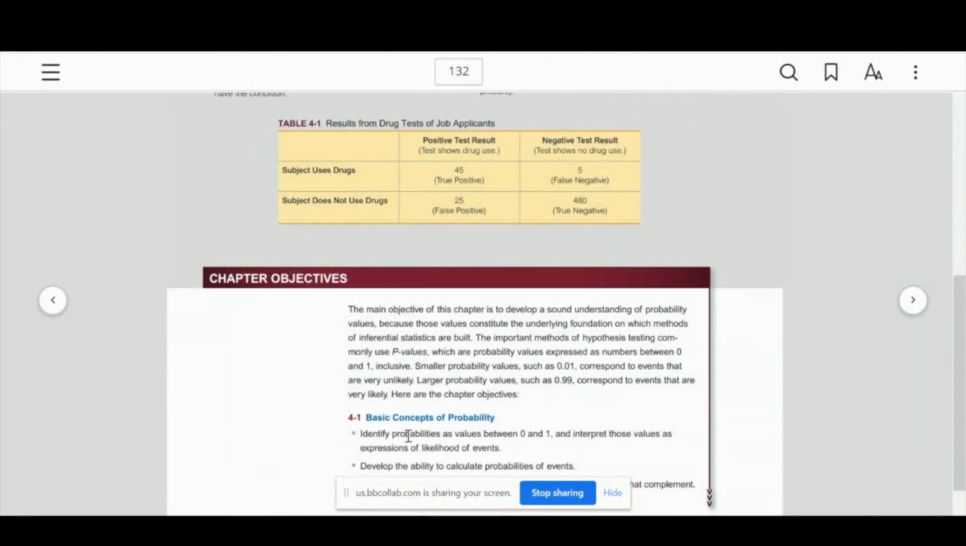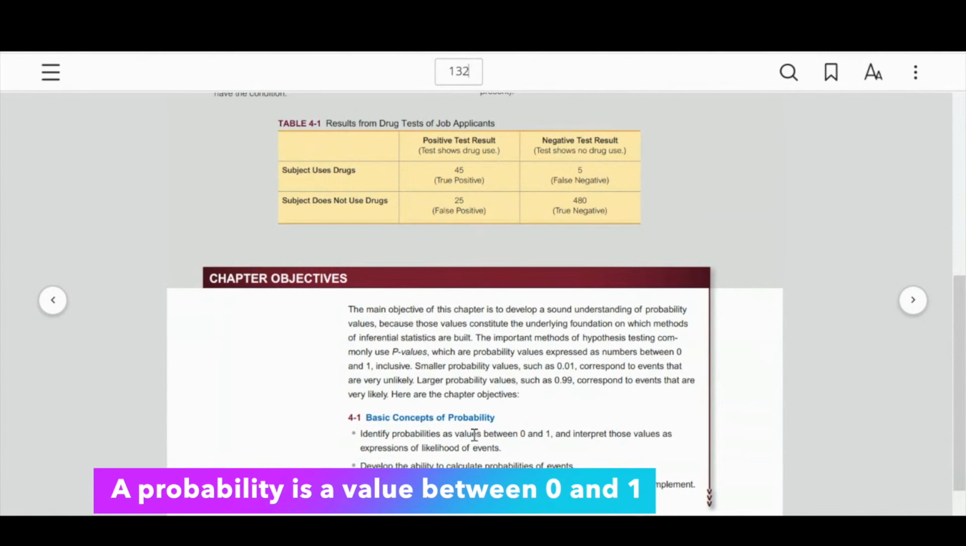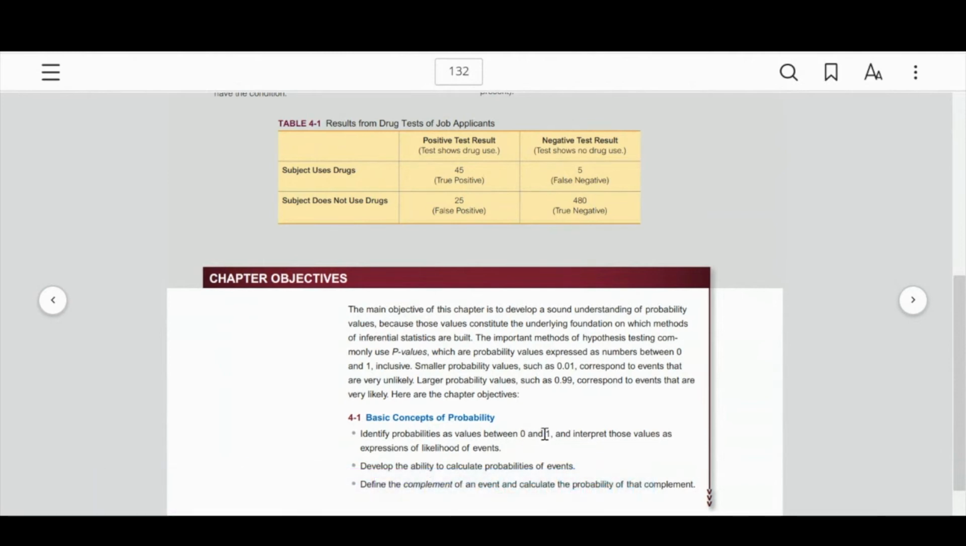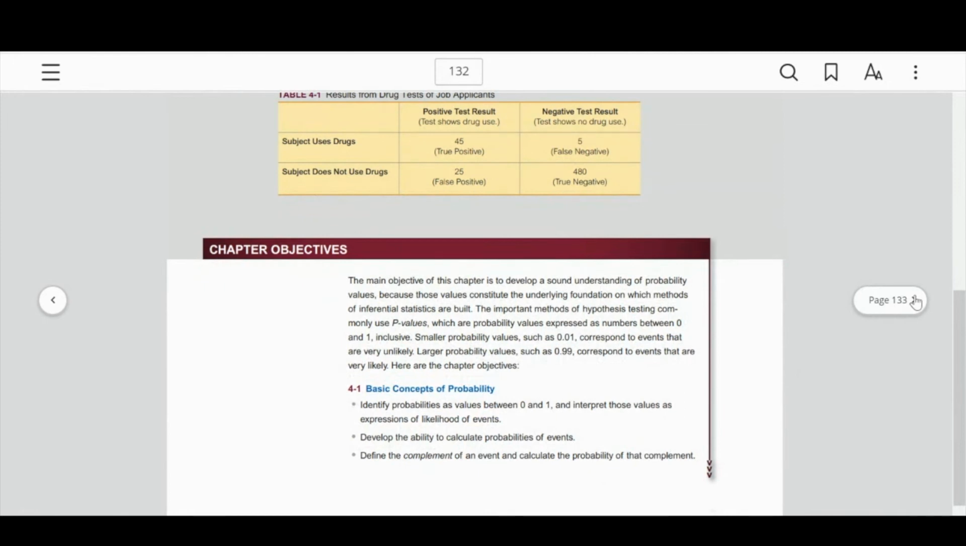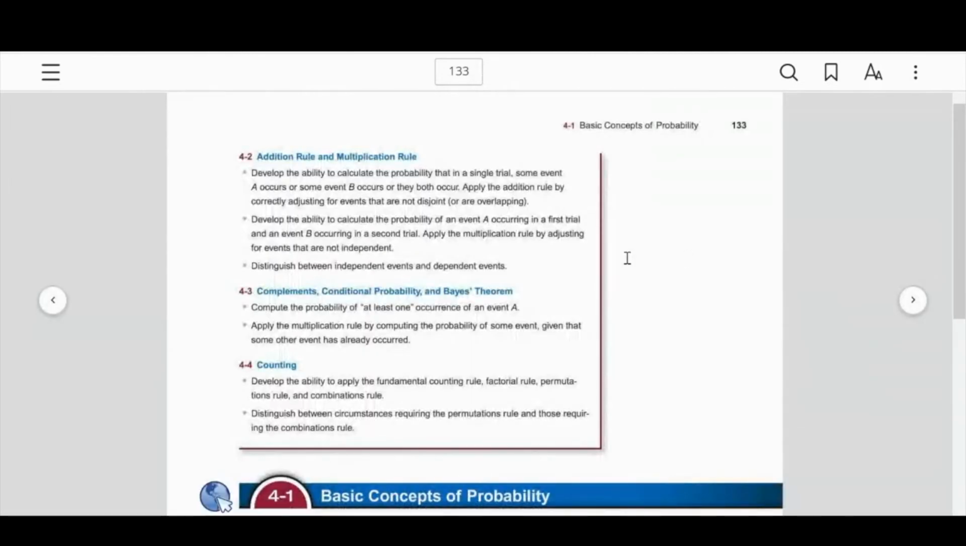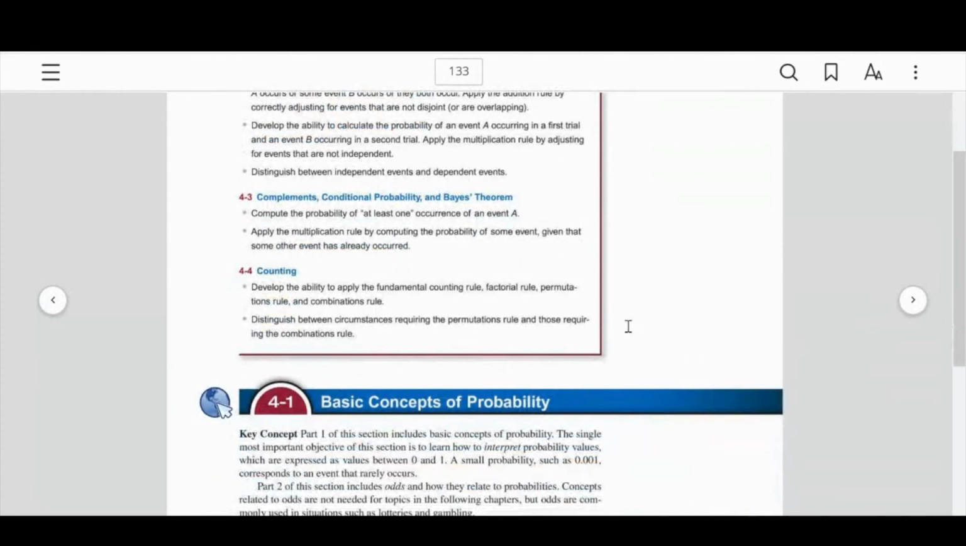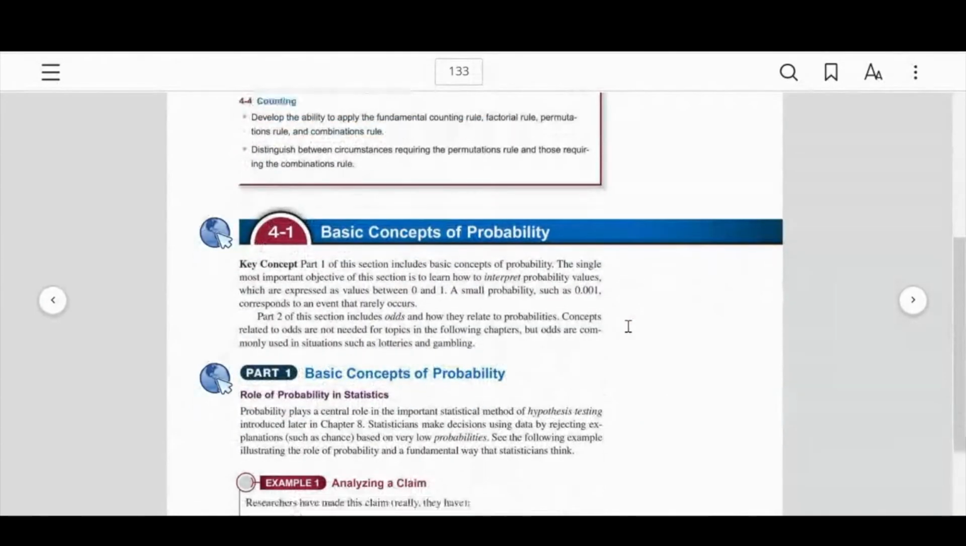So 401, we're going to identify probabilities as values. Yep. They're numbers, they're quantifications of our degree of certainty. They're between 0 and 1. Yeah, we talked about that. We are going to interpret those values as expressions of likelihood of events. That's exactly what we did. We're going to develop the ability to calculate probabilities of events. Yeah, we kind of did that with a couple examples. And then some extra things. We haven't done that yet. On to the next page. Let's see how Mr. Triola, Dr. Triola does it. There are other things we will learn in other sections as soon as we get to them. We're doing pretty good on time.